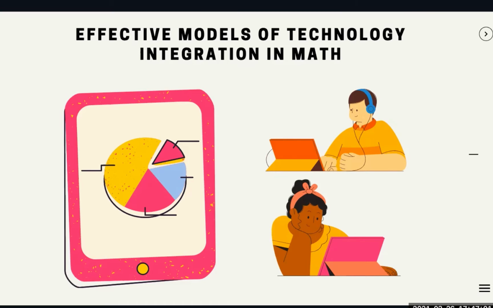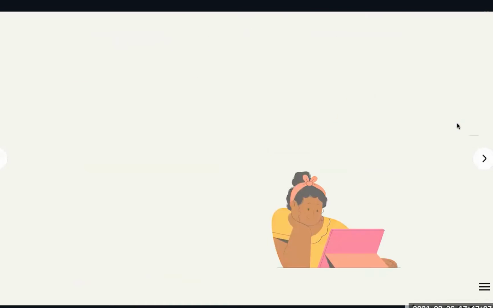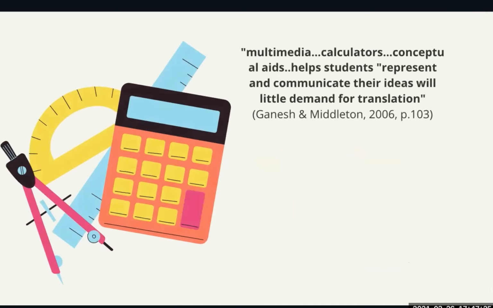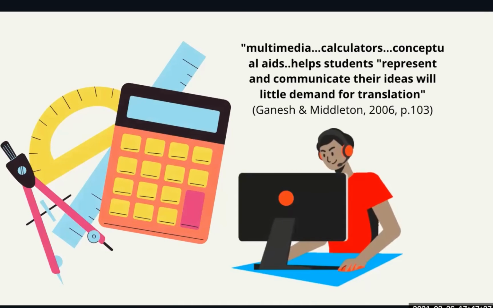For example, interactive game features of computer programs and the exploratory nature of the internet can motivate students. The untiring, non-judgmental nature of the computer makes it an ideal tool to help second language learners feel sufficiently secure to make and correct their own errors without embarrassment or anxiety. Further, multimedia or coordinated sets of manipulatives, calculators, and other conceptual aids can help students deal with mathematical patterns and also represent and communicate their ideas with little demand for translation.